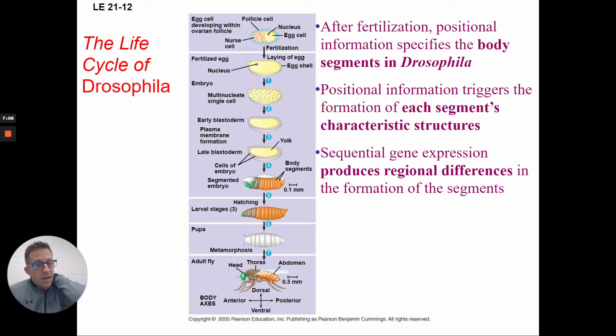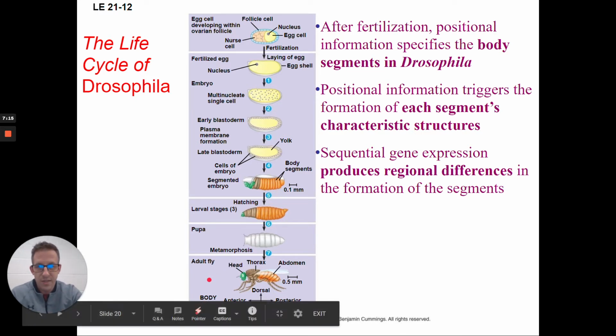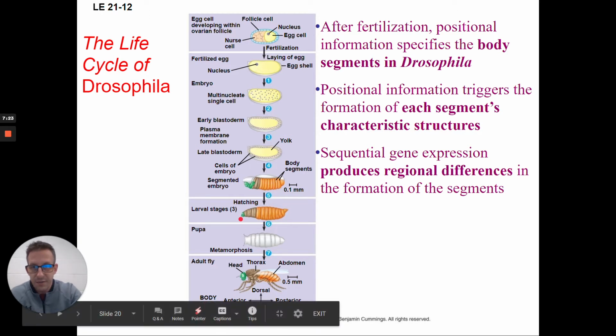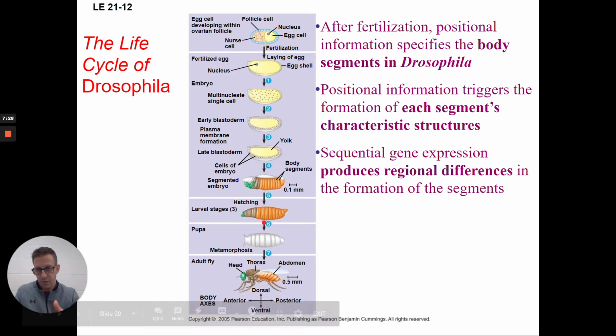And so it's sequential gene expression that produces these regional differences in the formation of the segments, and ultimately when the animal turns into the adult fly, it was that positional information, those molecular cues, that told those different cells in these different segments of the fly to start developing into eyes, or start developing into wings, or start developing into legs, or whatever. Okay?